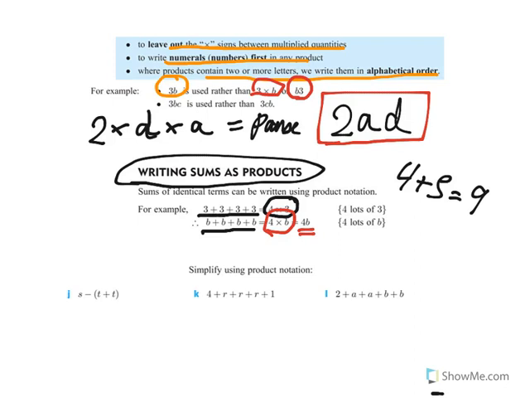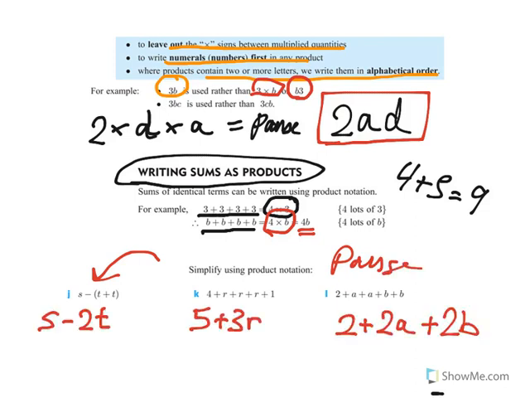The other part of product notation is simplifying. And so let's have a look at this. We have s minus t plus t. I want you to pause and simplify j, k, and l. All right, these are the solutions that you should have had if you had done this correctly. S minus 2t.